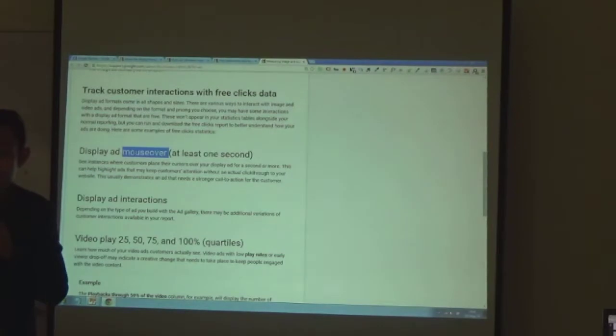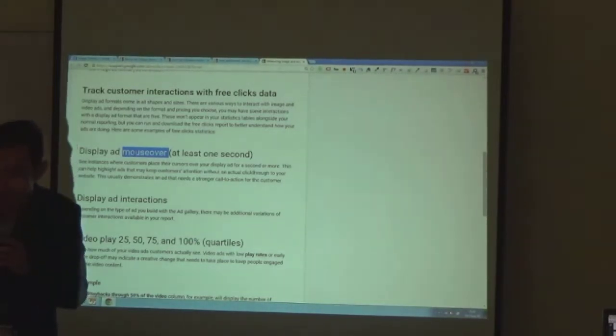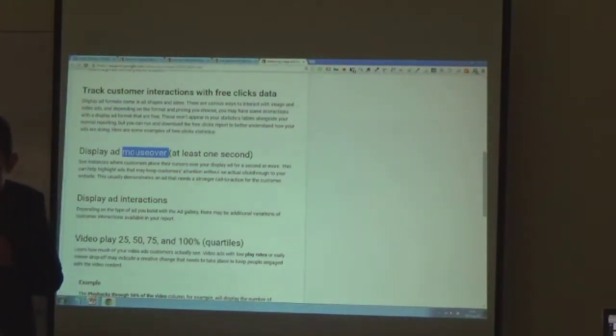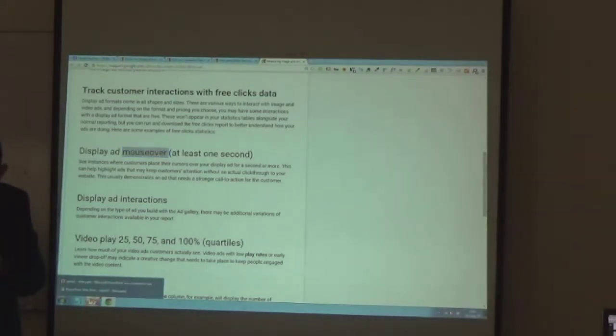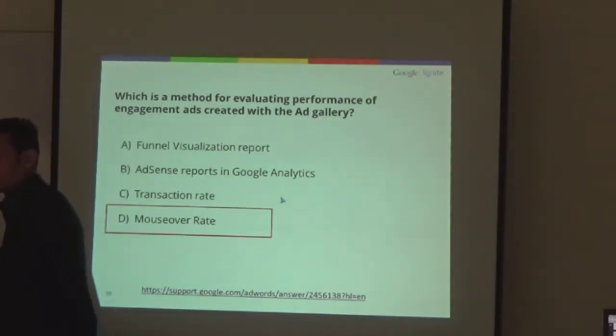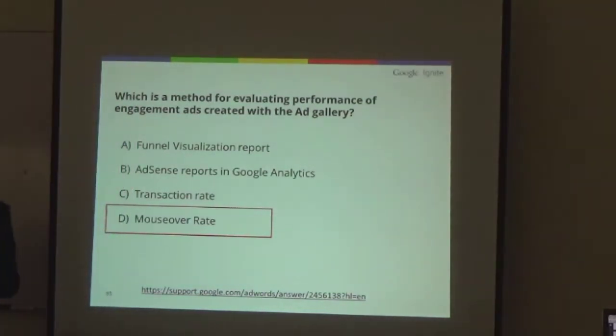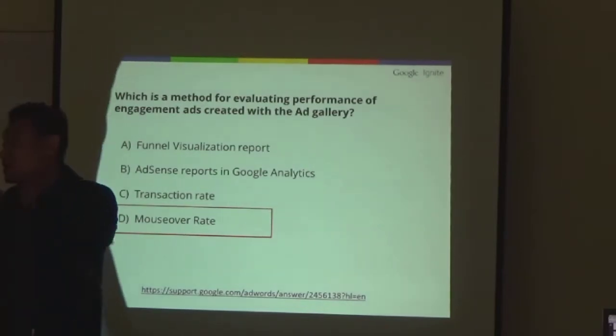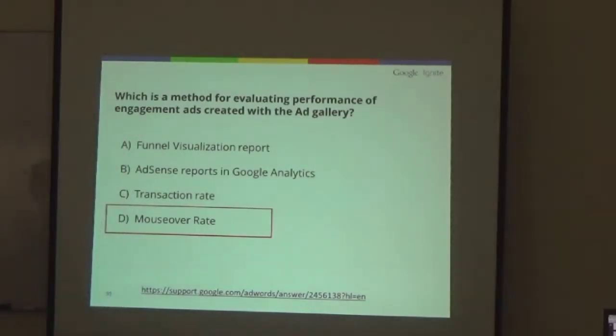I repeat again. If someone browses on the web, sees an ad, and puts their mouse on the ad but has not yet clicked, that action can at least be recorded and reflected back. And the only way to have that is if the advertisers use ad gallery to create their ads. Well, anyone have experience to share about this mouse over rate? I'm referring to the mouse, the cursor that goes through.